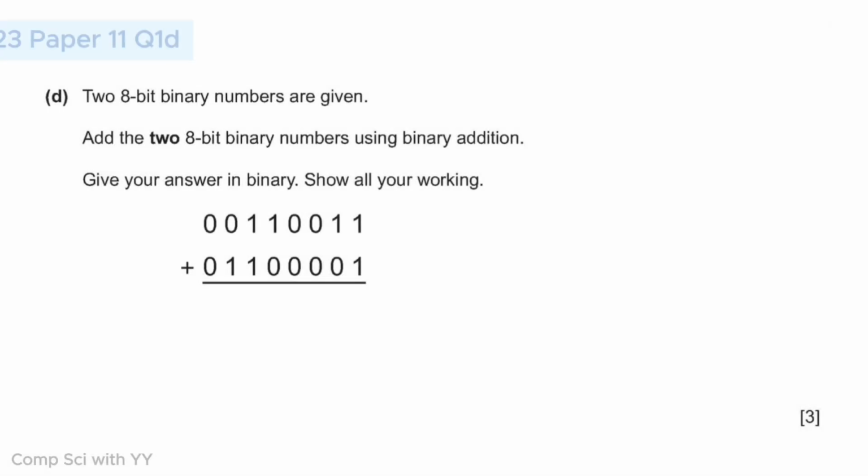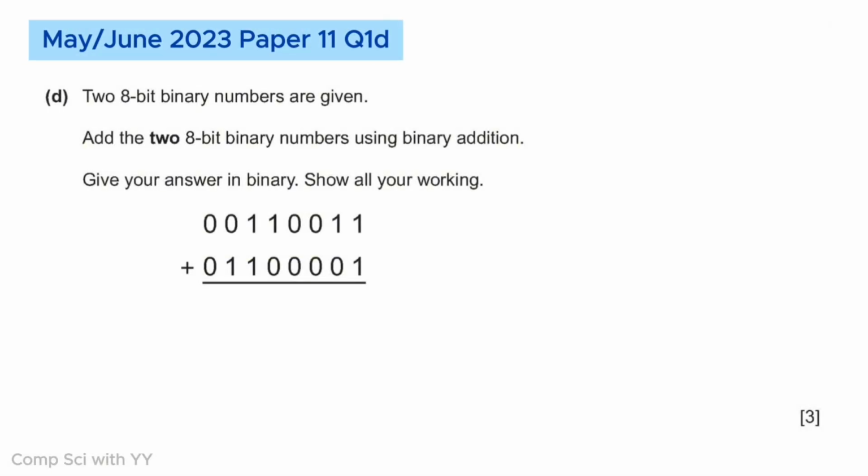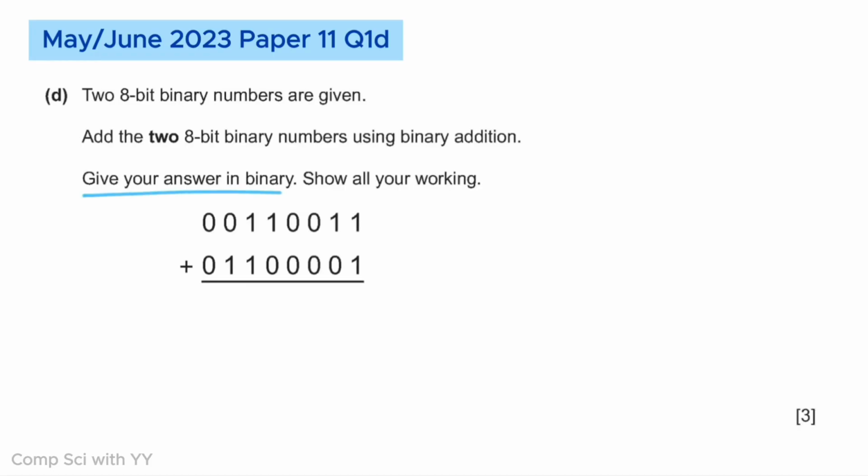Now let's do a question from a past year paper to consolidate our understanding. 2 8-bit binary numbers are given. Add the 2 8-bit binary numbers using binary addition and give your answer in binary and show all your working. This is a pretty standard binary addition question, and by show all your working, what they mean is that they want you to show your understanding of all the rules, which I'll put over here.